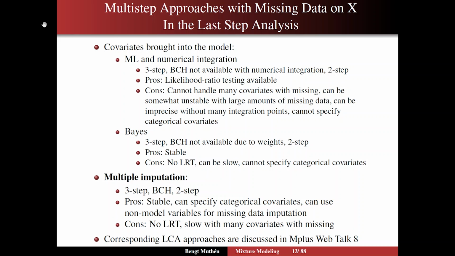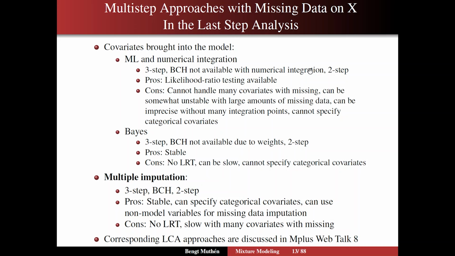On slide 13, I list the various multi-step approaches that you can use with missing data on X in the last step analysis. You can bring covariates into the model, or you can do multiple imputation. Those are the two main approaches. Bringing them into the model, which is explained in detail in Webtalk 8, can use either maximum likelihood or Bayes. With maximum likelihood, you need to do numerical integration, and you can use 3-step for that. BCH is not available with numerical integration in this last step.